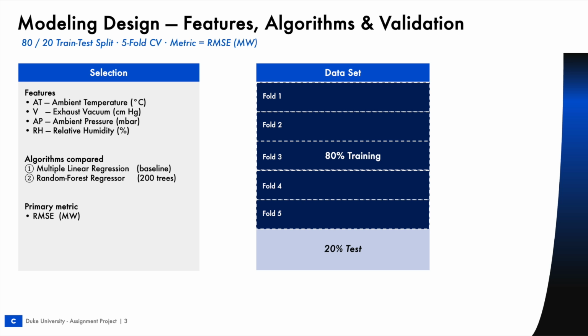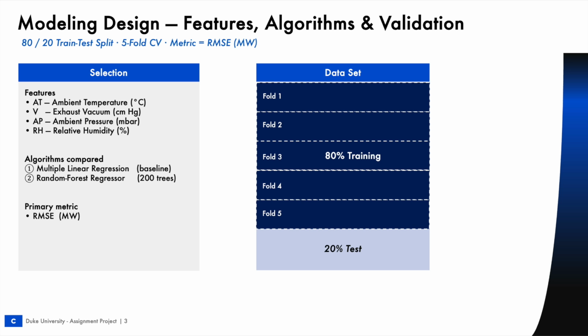Random forest, 200 trees: hundreds of small decision trees whose average can bend and twist to match non-linear patterns. 200 trees are enough for stability and still train in under a second. How we judge: root mean squared error in megawatts. Using the plant's own units makes every miss easy to interpret.